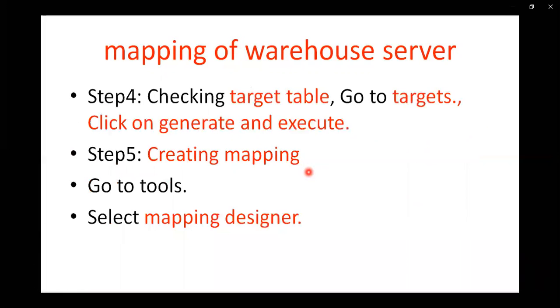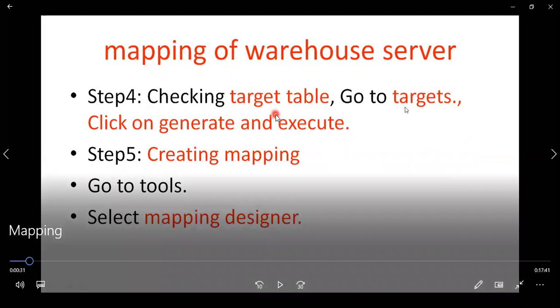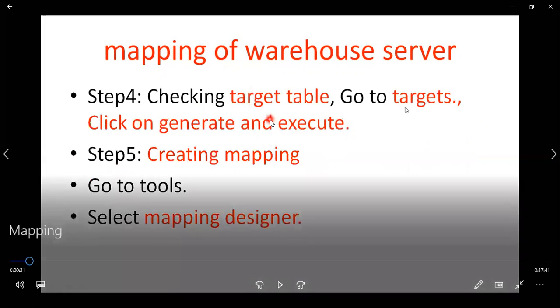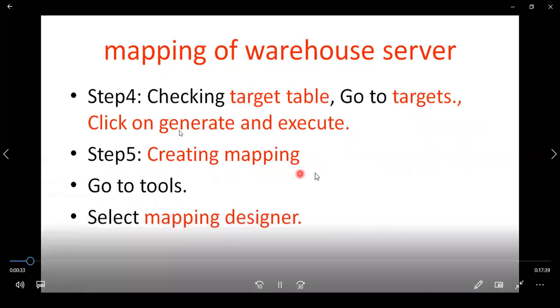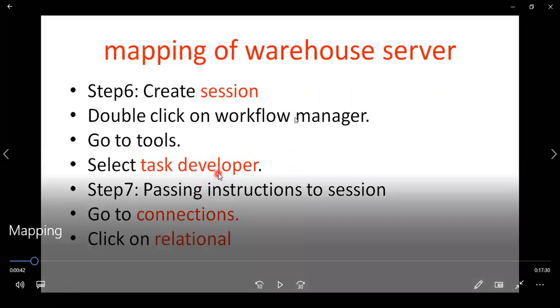Coming to the next important step, the fourth step, which is taking the target table. That means in this case generating and executing the target table. What is necessary here? It is stored into the target SCOTT user. And then the final step, the fifth step, is the creation of the mapping. How can you create this mapping? By using the designer. After creating the mapping you move on to the session.